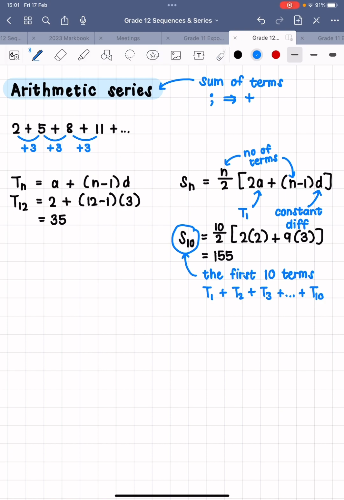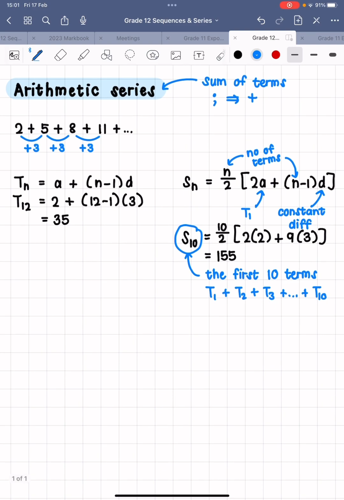There is another formula for sum to n, which is not on the formula sheet, and that is not as widely used, but I will do a separate video on that.